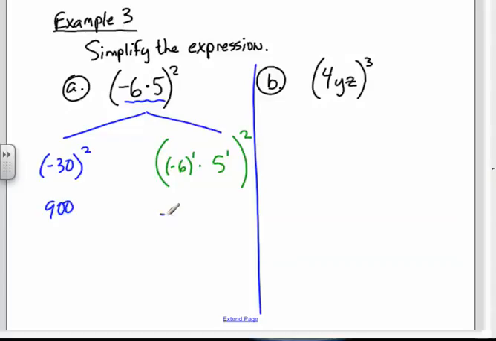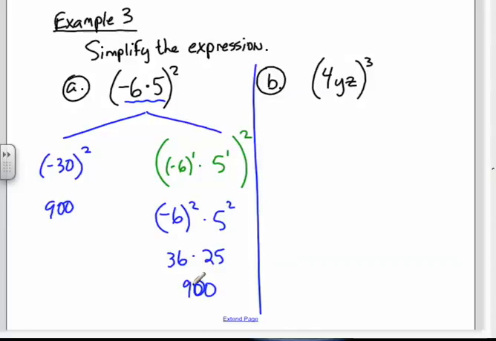This is negative 6 squared times 5 squared. Now, negative 6 squared is 36, and 5 squared is 25. And when I multiply those two things, I get 900. Now, clearly, the one on the left was a lot easier and really the better way to do it. But I think what they intended is for us to see that we distribute that exponent, like they did on the right.